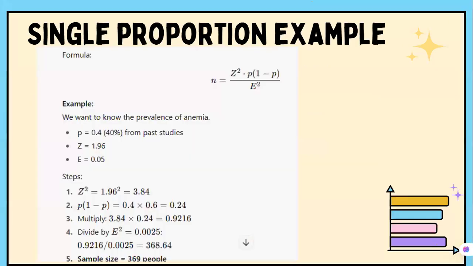If you have a single population, for example, we want to know the prevalence of anemia in that particular group of population. This is the example. For that, the formula used is n equals z square into p into 1 minus p divided by e square. Z I told you, it's a confidence level. P I also told you, it shows the variability. For variability this formula will be used: p into 1 minus p.